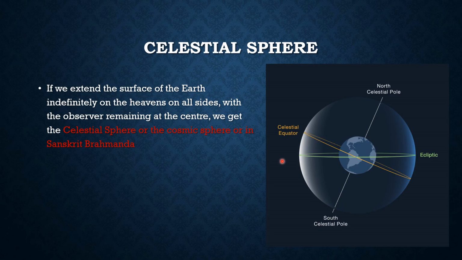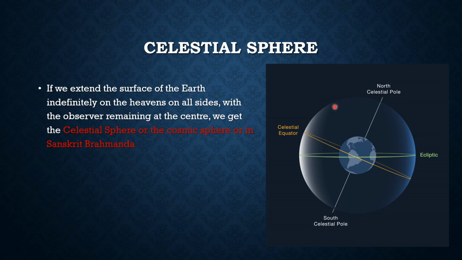First is the celestial sphere. Now, what is the celestial sphere? If you consider Earth in the center and you keep on extending the surface of the Earth to all the sides, with the observer remaining at the center, then what you will get is a celestial sphere. Other terms used for the celestial sphere are cosmic sphere, and in Sanskrit we call it Brahmand.